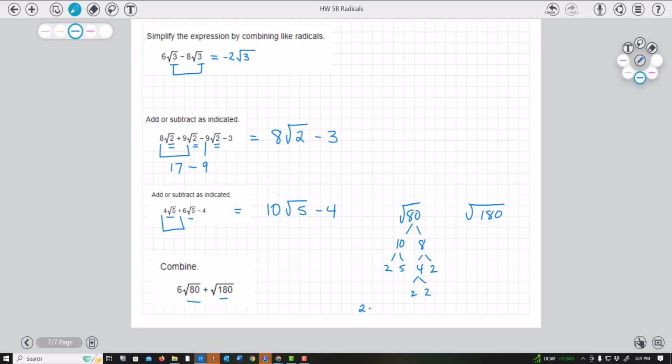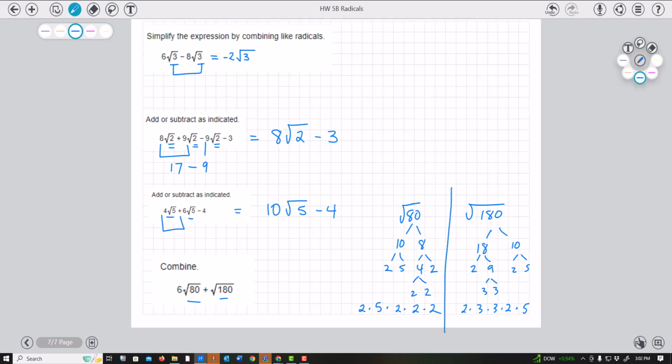If I write down 2 times 5 times 2 times 2 times 2, and you multiply this out, you will see this gives me 80. I'll show you in a minute why I did that. I'm going to do the same thing over here. I'm thinking 18 times 10, 2 times 9, 2 times 5, 3 times 3. So now I have 2 times 3 times 3 times 2 times 5. Once again, if I multiply that out, just to check, that does give me 180.